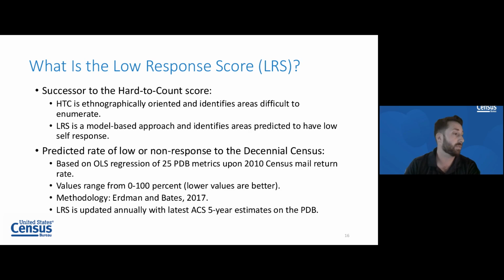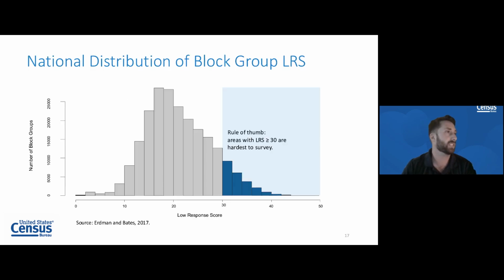Values range from 0 to 100. You want a low response score because if it's a higher level, that means that the area has a pretty high low response. So that's going to make it more challenging. You can read about the methodology in Erdman and Bates 2017. And we're going to be updating this LRS with ACS 5-year estimates, which are used as predictors. We're going to be doing that on an annual basis, with each subsequent release.